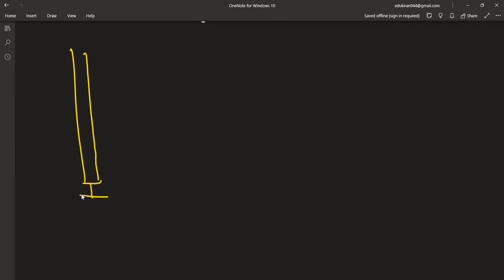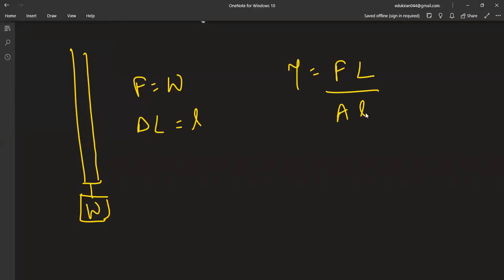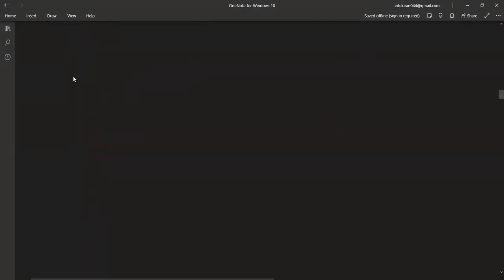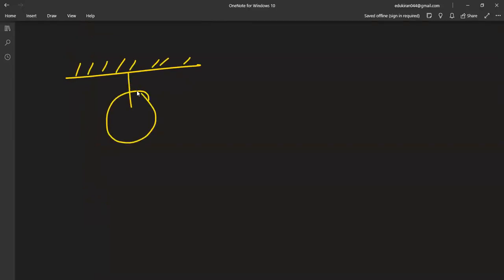that this is a rod. Force is W, the weight that is acting. Change in length is l. So Young's modulus is FL by A l. When you put the value of force as weight, this is W L by A into l. All right. Now see, the second part is saying the pulley is present.